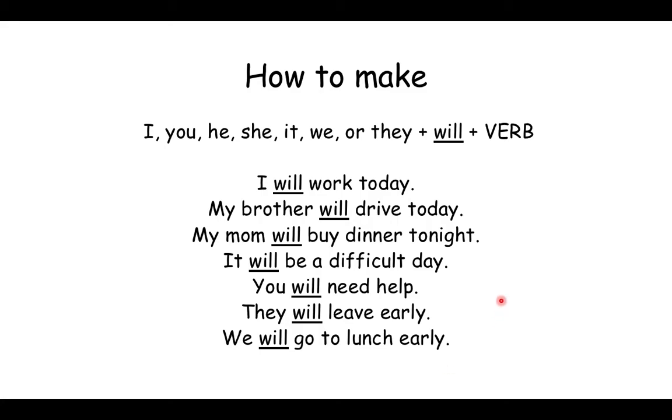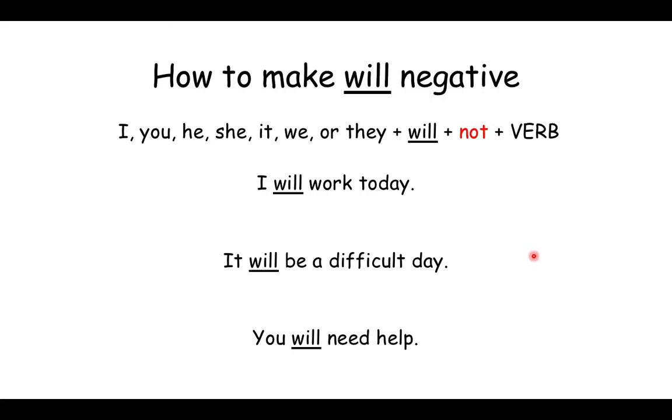So all of these sentences are talking about the future. They are talking about something that isn't really planned or might be planned, but we use it to talk about the future. So we learned that in the last lesson. So today we're going to talk about one of the things, which is how to make will negative, how to make the sentence about the future negative.